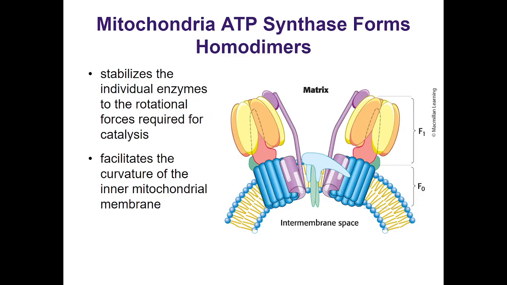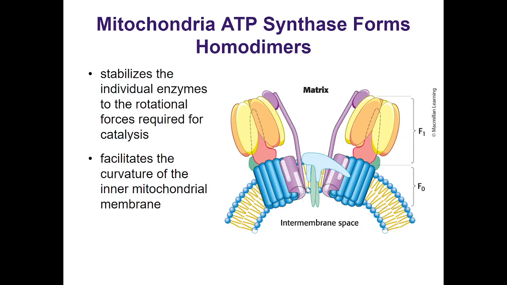Okay, so the mitochondria, ATP synthase, is going to form homodimers. This will stabilize the individual enzymes to the rotational forces that are required for catalysis. This facilitates the curvature of the inner mitochondrial membrane. And so right here we see the matrix. And again, remember they have these protrusions into the matrix, right? So it protrudes into the matrix. This is one of those. This is that inner membrane space then.